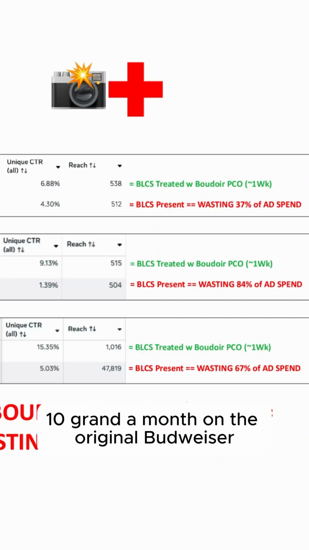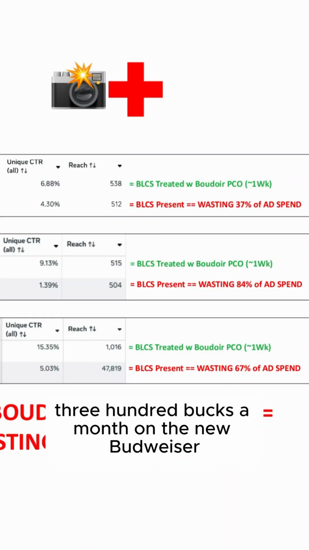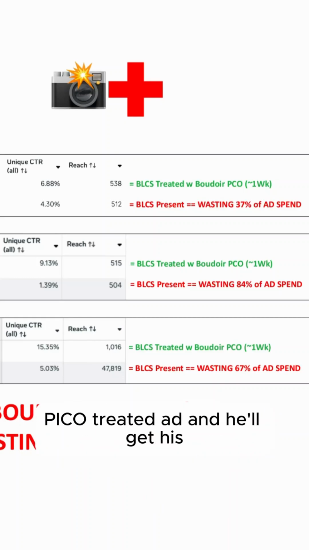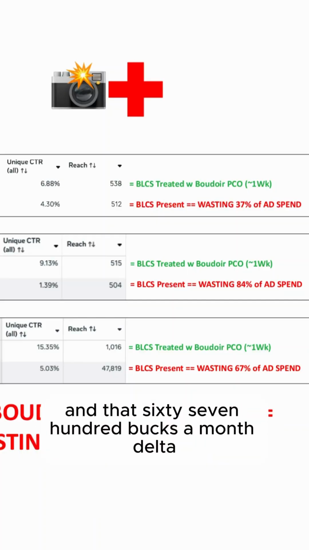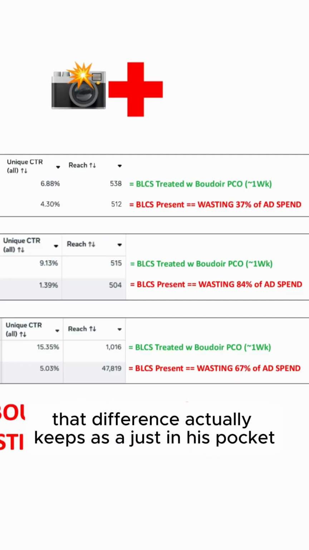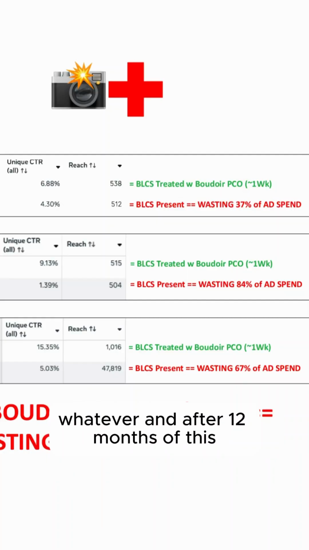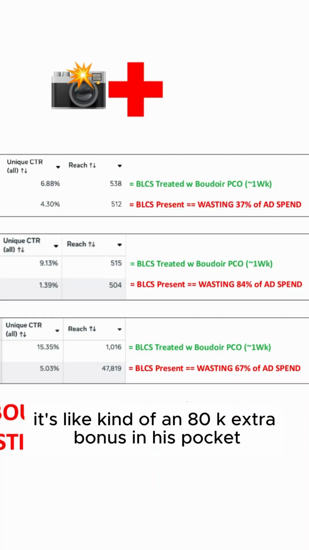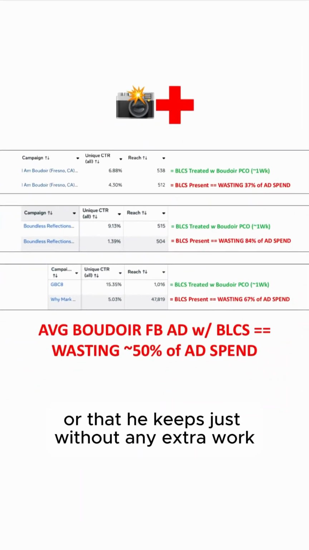So if he was spending 10 grand a month on the original Boudoir Facebook ad, now he only needs to spend $3,300 a month on the new Boudoir Pico treated ad, and he'll get his ad into the same number of women's brains. And that $6,700 a month delta, that difference, he actually keeps in his pocket. Again, as another phantom profit, Boudoir Pico profit, whatever. And after 12 months of this, it's like an 80K extra bonus in his pocket that he no longer has to pay for, or that he keeps without any extra work.